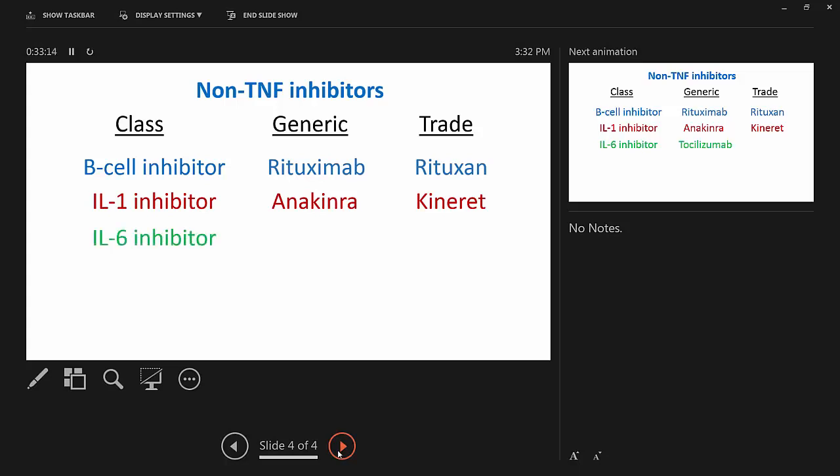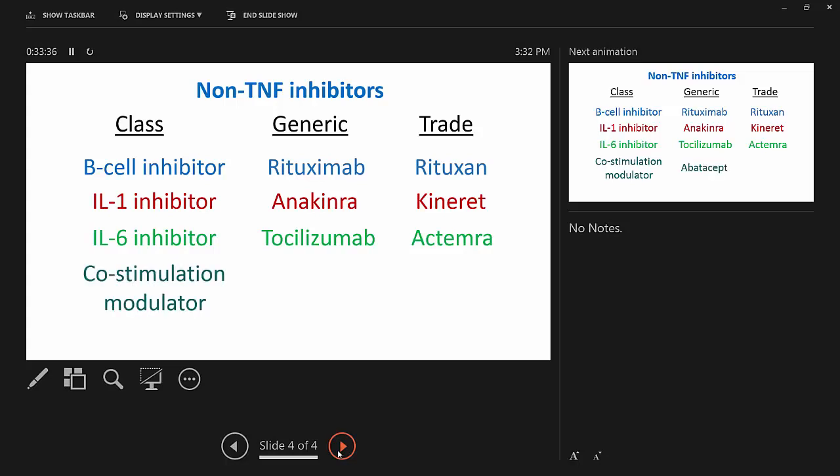For IL-6 inhibitor, tocilizumab, tocilizumab, Actemra, Actemra. For co-stimulation modulator, the drug is known as abatacept. Abatacept. Orencia. Orencia.